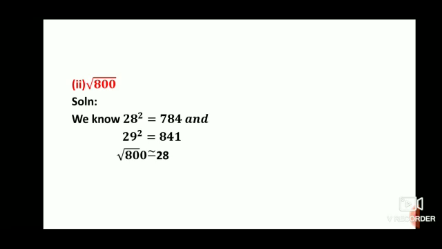Second subdivision, root of 800. Solution. We know that 28 the whole squared is equal to 784 and then 29 the whole squared is equal to 841. So comparing 29 and 28, the nearest value is 28. So the answer: root of 800 is equal to 28.